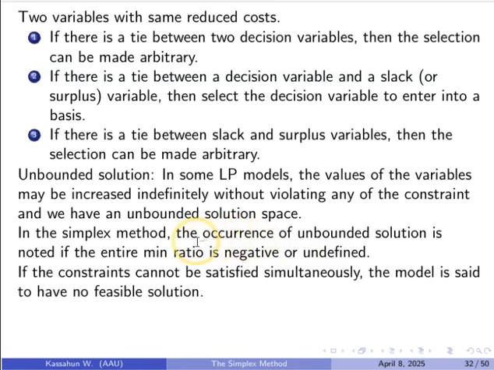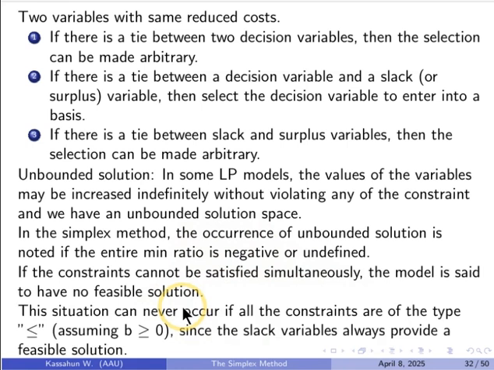If the constraints cannot be satisfied simultaneously, the model is said to have no feasible solution. Now, this situation can never occur if all constraints are of the type this, assuming b greater than or equal to 0, since the slack variables always provide a feasible solution.